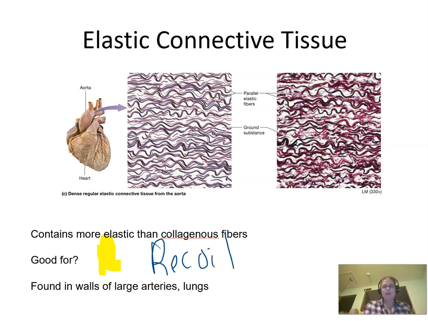So if you stretch the tissue, it recoils. So this is in like your aorta, which is the largest artery in the body. When it stretches, it recoils. In fact, that's what sets up your pulse wave, so you can palpate a pulse. Your lungs, right? You breathe in and then you automatically recoil.